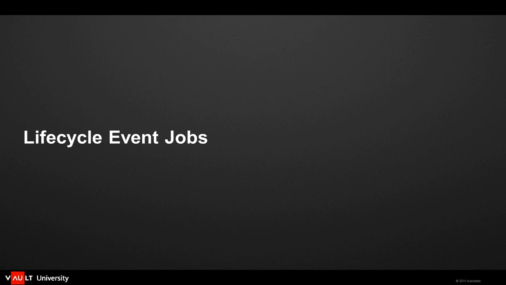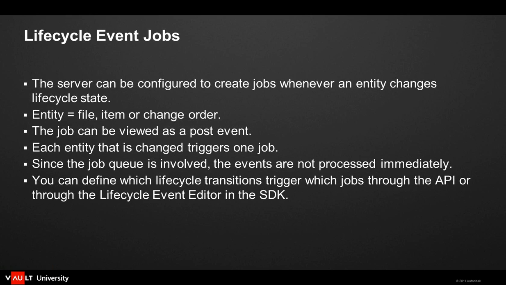Okay, last type of event. And this is an honorary event type. This is basically a feature that I talked about in part 4, where you can put jobs on the job queue based on a lifecycle action. You use the lifecycle event editor in the SDK, and you say, okay, anytime a file goes through this transition, I want this job to be put on the queue. You can do it with items and change orders as well.